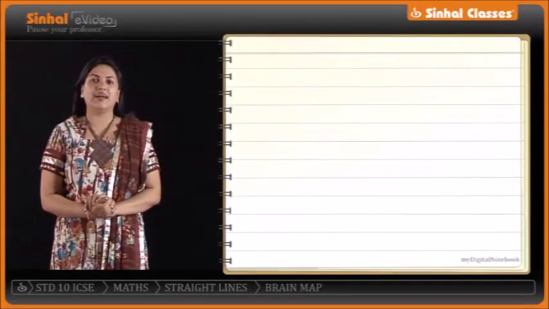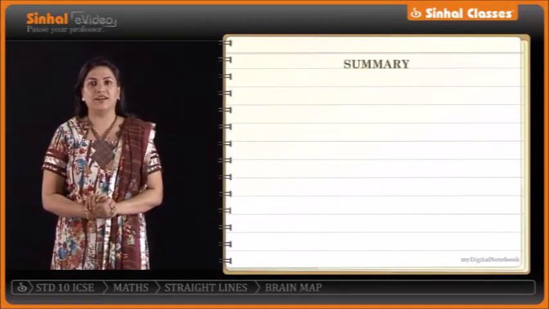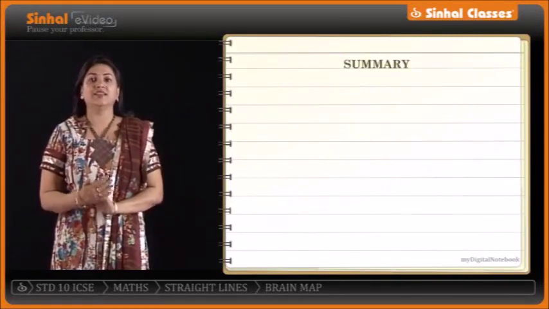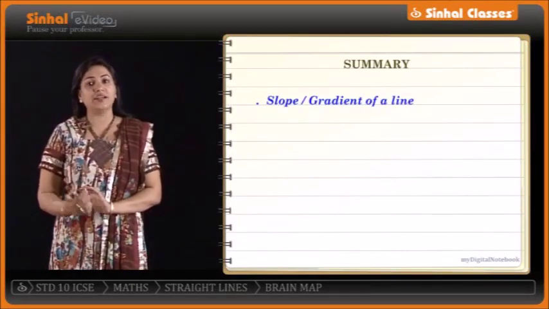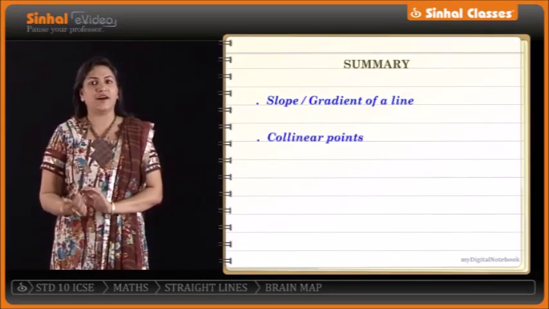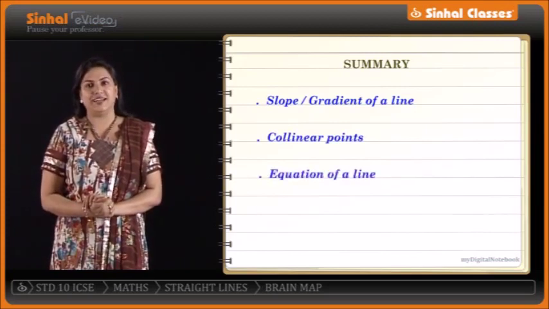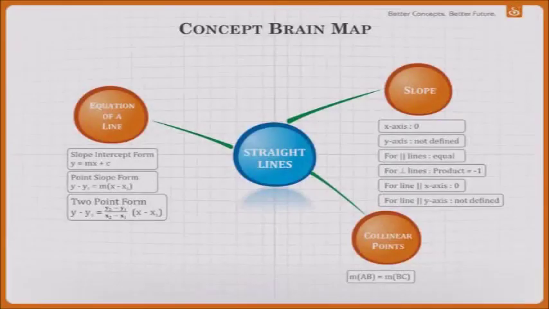Now let's look at the brain map for this topic. We have now seen the slope or the gradient of a line, then what are collinear points, and how to find the equation of a line. Let's revise them at a glance.